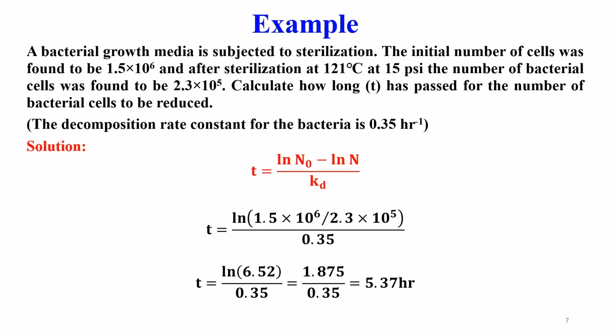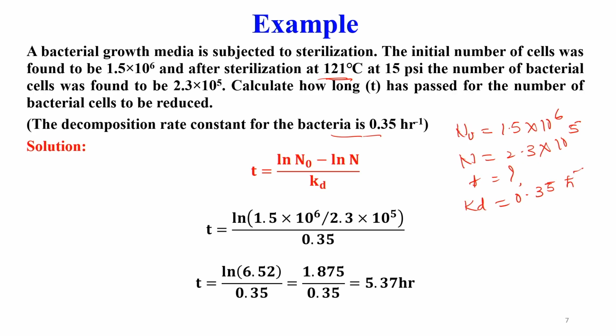So, here is one quick example. A bacterial growth media is subjected to sterilization. Its initial number of cells was found to be N naught equals 1.5 into 10 to the power 6. Sterilization was done at 121 degree centigrade, 15 psi, and the number of cells after sterilization was 2.3 into 10 to the power 5. You need to calculate the time, and the death rate constant Kd is given as 0.35 hour inverse.